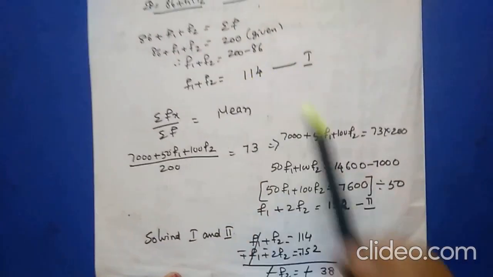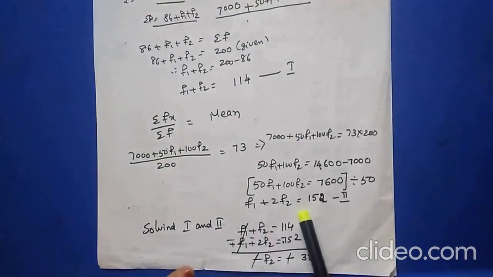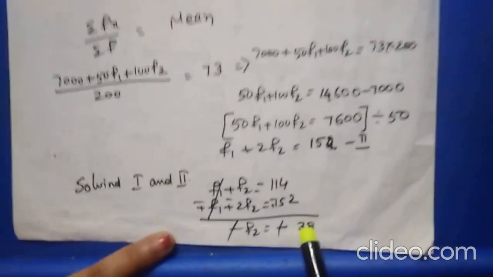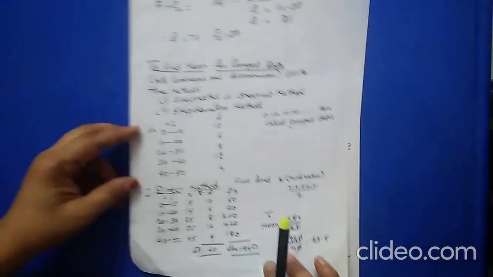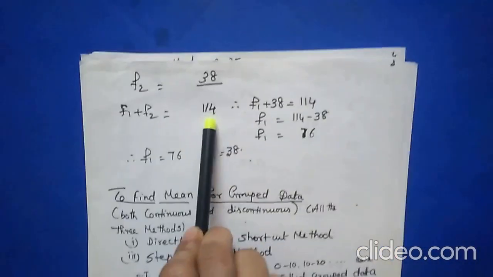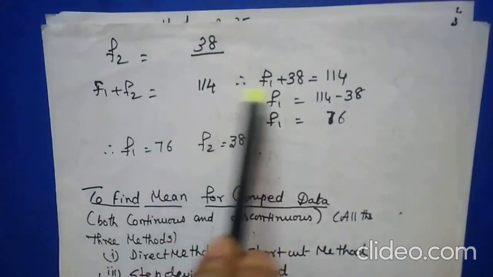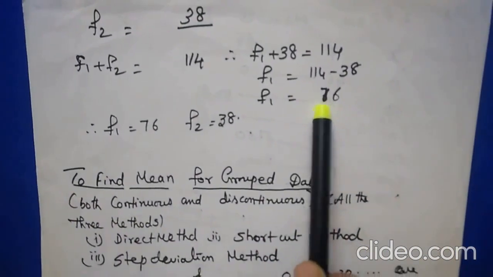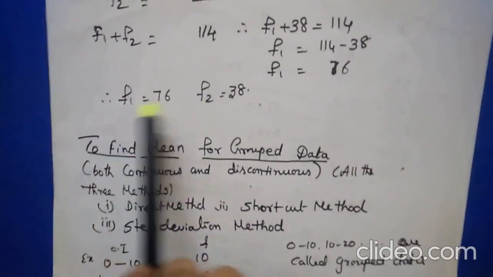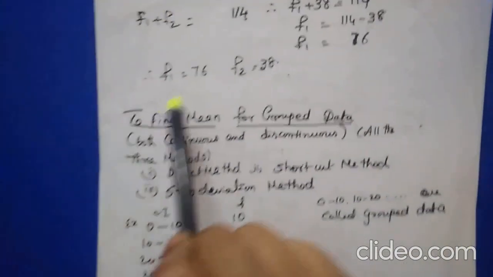You know the first equation, you know the second equation, you know how to solve simultaneous linear equations. Now you are getting f2 is equal to 38. Substitute in the first equation, f1 plus f2 is equal to 114, and f2 you got 38. f1 plus 38 is equal to 114. Therefore, f1 is equal to 76. Therefore, the frequencies are f1 equal to 76 and f2 equal to 38. Now, the similar questions you have to practice.